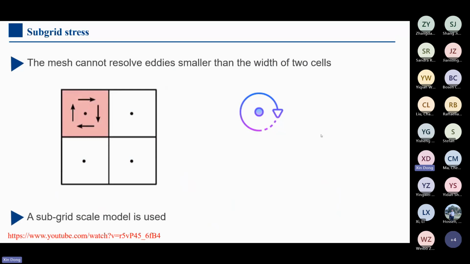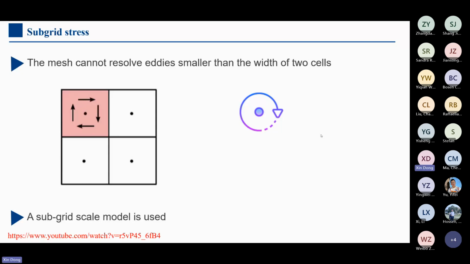However, it is very important that the mesh cannot resolve eddies that are smaller than the width of 2 cells. The reason is that in CFD, we calculate the velocity field at the cell centres. If you look at the image there, you will find a very small eddy. This eddy is smaller than the mesh, and the mesh cannot resolve this rotation. The mesh can only resolve eddies larger than a certain size. So what should we do with the small-scale eddies?